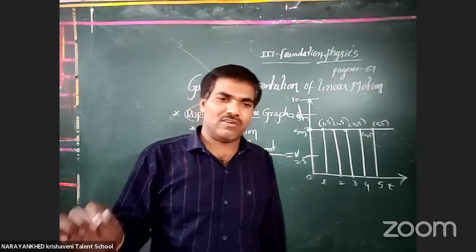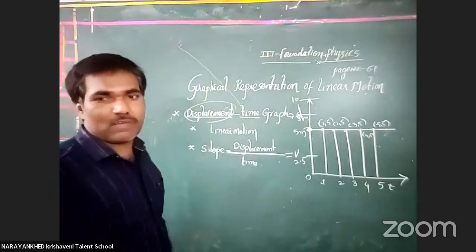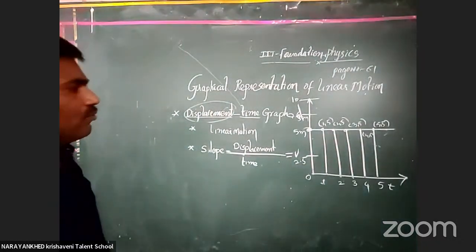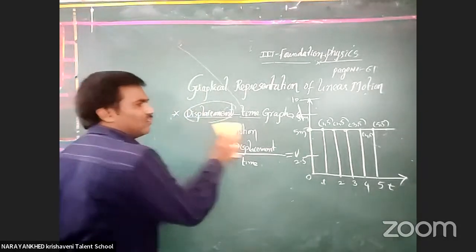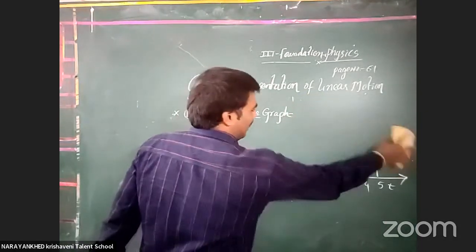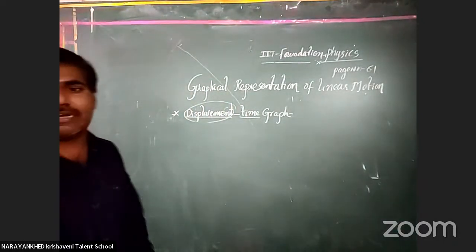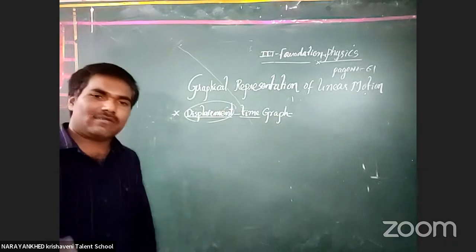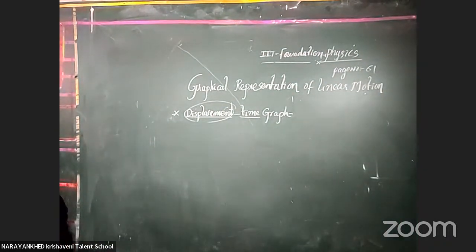Understood or not, all the students? This only gives us the steady nature of the body. Understood or not? That is the first graph: the displacement-time graph parallel to the time axis indicates a steady position. Next we come to the body moving with uniform velocity.